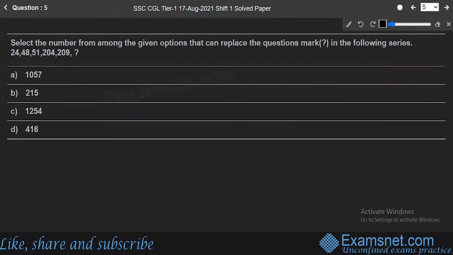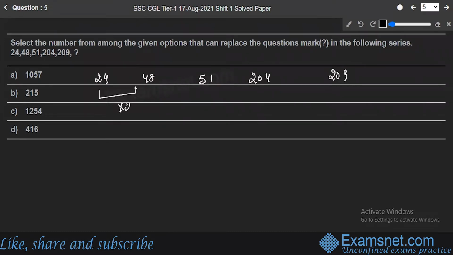You have to select the number from the given options that can replace the question mark in the following series. So let's check the series. This is 24, 48, 51, 204 and 209. You see something. We have a very good jump here, then a very small jump, then a very good jump, and a small jump again. Like we discussed in the previous questions, you have to go for the logic. If you get the logic, you are done.